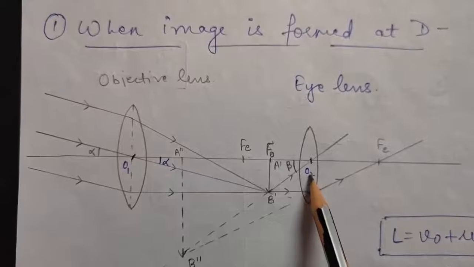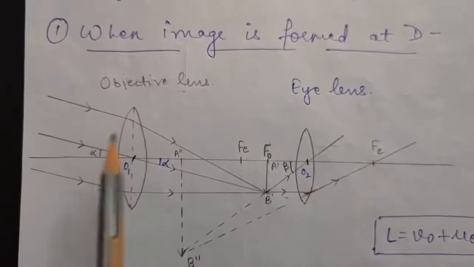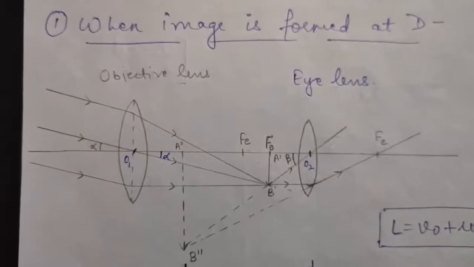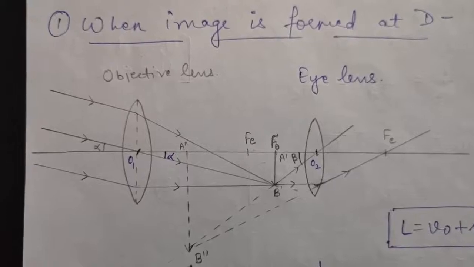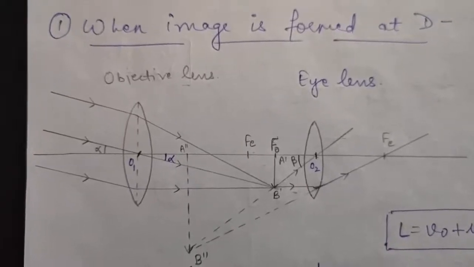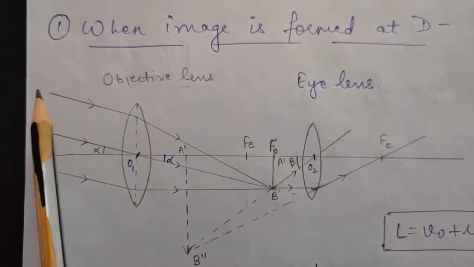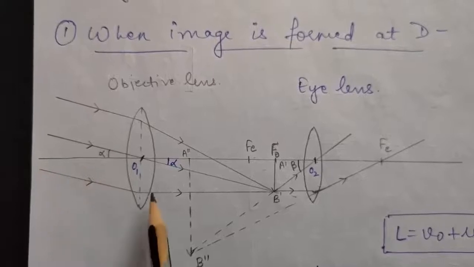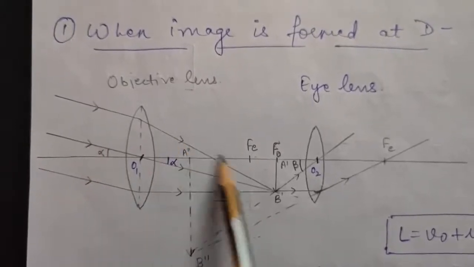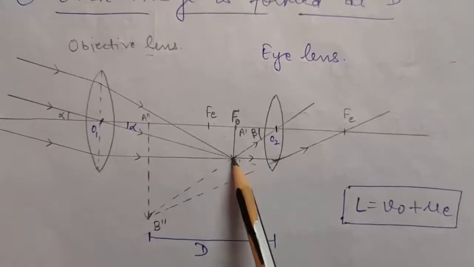So here again we have an objective lens of large focal length and an eye lens of small focal length. Now the rays are coming from infinity, because as I told you, a telescope is used to see distinct images of stars, planets, etc. And as you know, stars and other planets are far away. Therefore, it will be imagined that the rays are coming from infinity. So if the rays are coming from infinity, they will be meeting at a point at the focus of the objective lens.